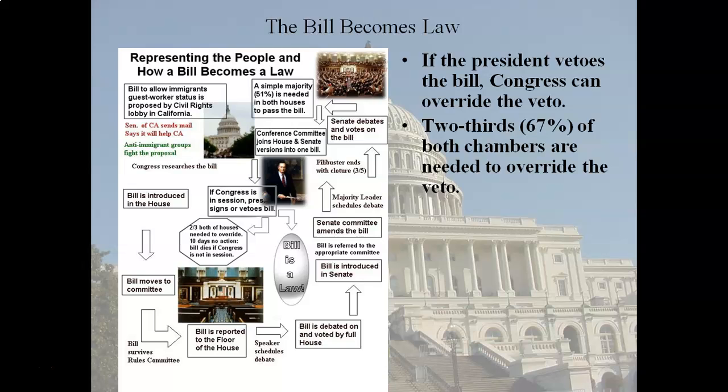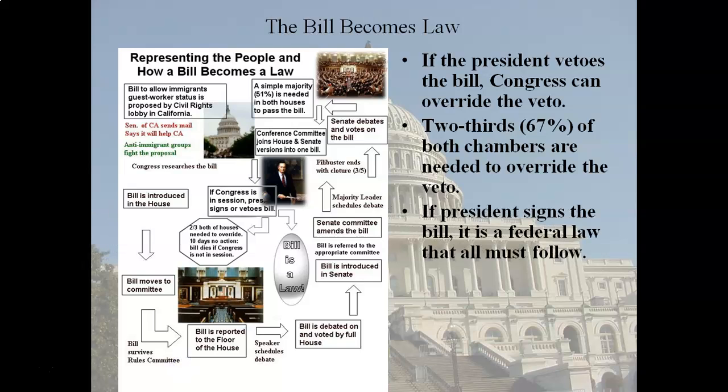I believe in all of Donald Trump's 4 years in office, that happened only once, on a defense authorization bill, and it probably happened 2 or 3 times in the 8 years that Obama was president. If the president signs the bill, it becomes federal law, and in that case, everyone must follow it. Likewise, if the veto is overridden, the bill becomes law as well, and everyone must follow it.